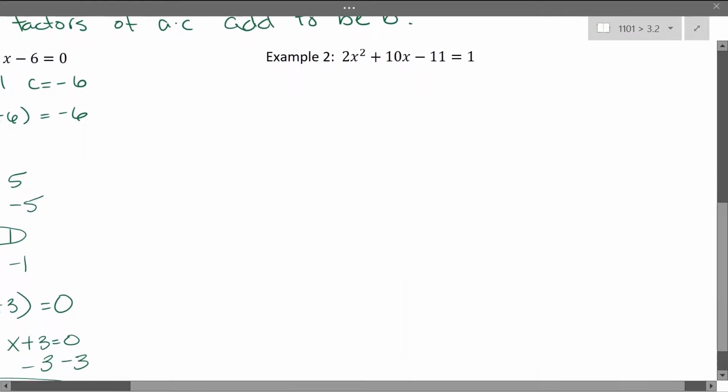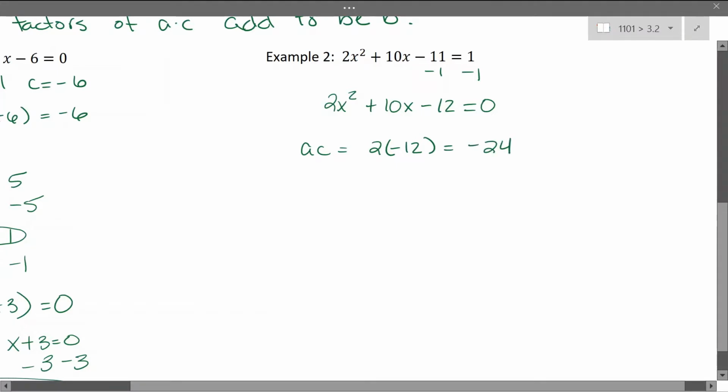In our next example, we have 2x squared plus 10x minus 11 equals 1. So the first thing we need to do is get rid of this equals 1 by subtracting 1 from each side. So we'll have 2x squared plus 10x minus 12 equals 0. Now we can start factoring. So a times c is equal to 2 times negative 12, which gives us negative 24.